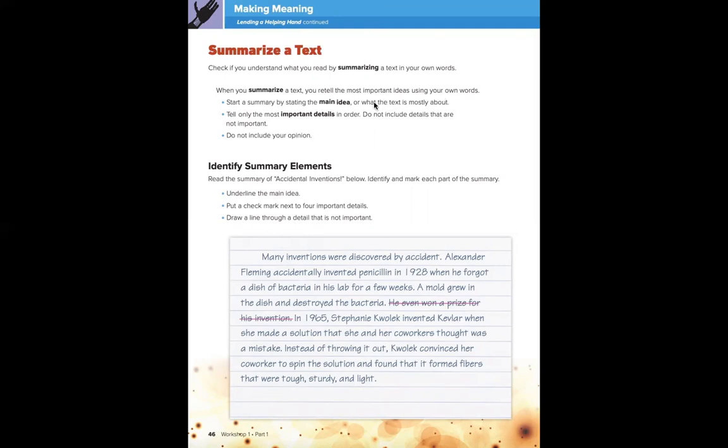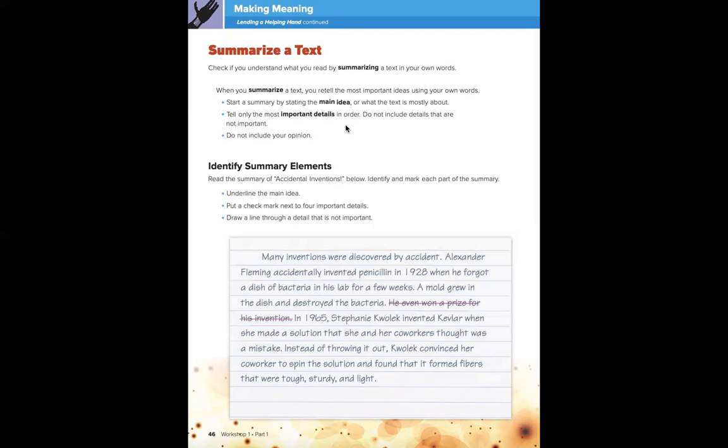You're going to start a summary by stating the main idea, or what the text is mostly about. We've already had some practice with the main idea. You should know what to look for. You look generally in the beginning of the text for the main idea, and you look for words that are used repeatedly, that sort of thing. So if you need to go back to our main idea lesson, go ahead and check out the modules for main idea.